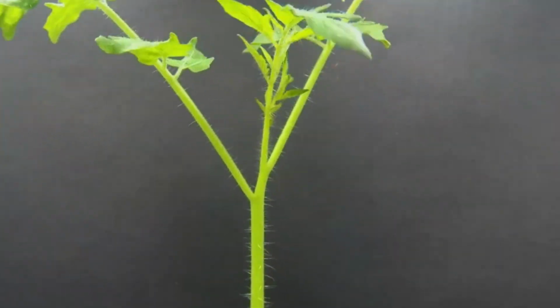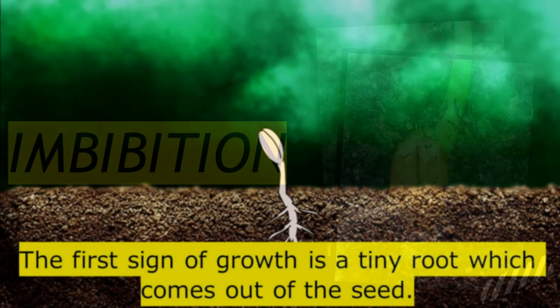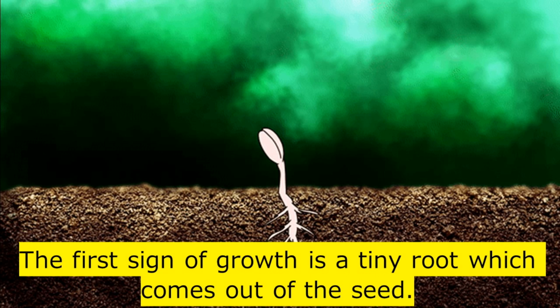The seed absorbs water from the soil and provides moisture to the embryo. This is known as imbibition. Then the plant cells inside the seed start duplicating, enzymes get activated, and the embryo starts getting nourishment. The first sign of growth is a tiny root that comes out of the seed. With more and more nourishment, the embryo starts growing.